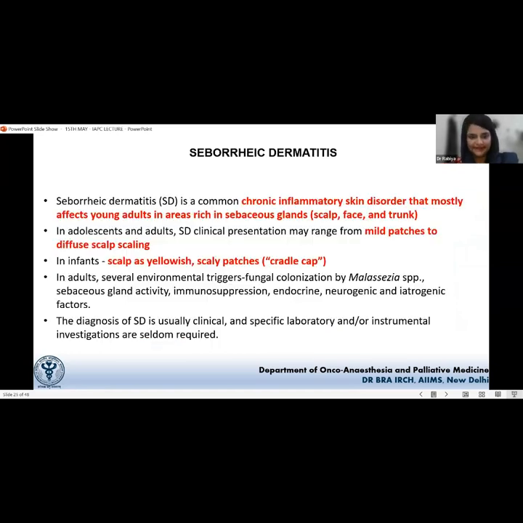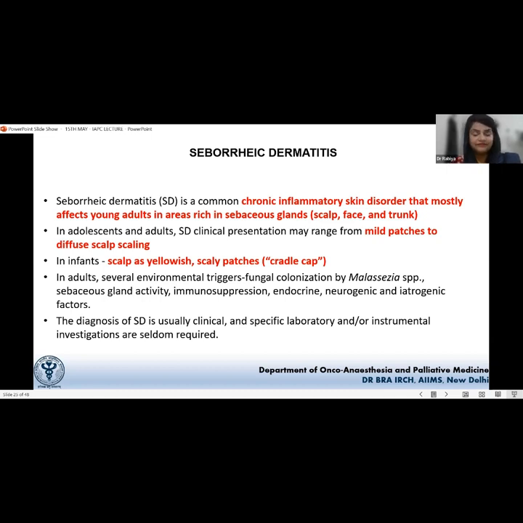Now, what is seborrheic dermatitis? It is a common chronic inflammatory skin disorder that mostly affects young adults in areas rich in sebaceous glands. So areas like the scalp, the face, and the trunk are the most common sites of seborrheic dermatitis. In adolescents and adults, the clinical presentation may vary. Some patients might have mild patches, some may have diffuse scalp scaling. In infants, it is classically seen as cradle cap, that is scaly, yellowish patches over the scalp.